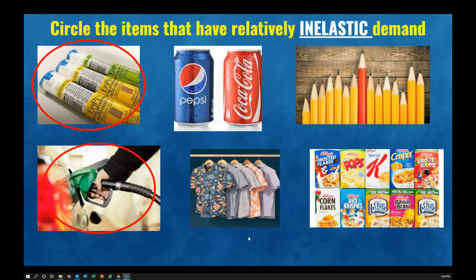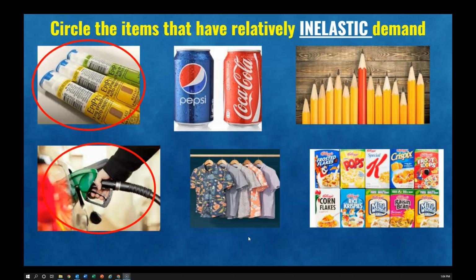Gasoline tends to be inelastic. I've got to get to work. I've got to get from place to place. I've got to pay for gas to make my car operate. So whatever the price of gas is, I'm still driving the same amount. I might reduce my driving a little bit, but generally speaking, not really. Because my purchase decision is not moved by the price of the good, it's inelastic in nature.